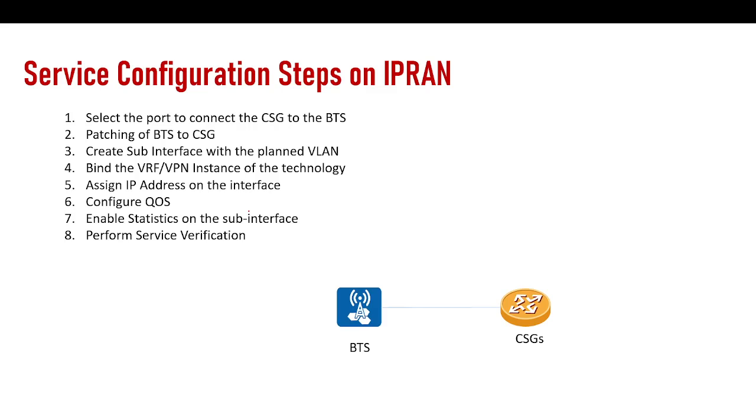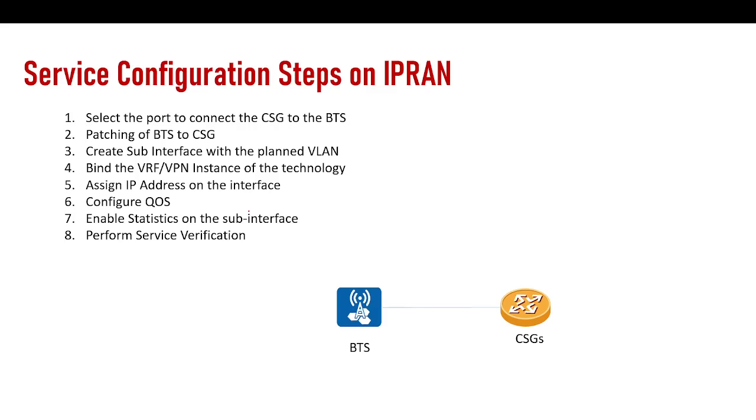Once it's up, we now move to the third stage. We create sub-interfaces with the planned VLAN. Normally we use sub-interfaces, so it allows us to configure all these different services on the one port. So we'll create sub-interfaces for different services using the planned VLAN. And the fourth step is to bind the VRF. Remember, we are carrying our services through VRFs. So we need to bind these different VRFs on the sub-interfaces that we have created for the different technologies. Once you have bound the VRF, you need to assign the IP address on the interface. It's always good to assign the IP address after binding the VRF, because if you do it the other way, you will have to reconfigure the IP address. So we always bind the VRF and then assign the IP address.